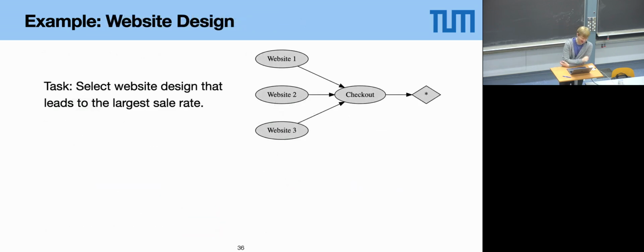So we're staying on that topic. This is another example of how temporal difference learning and Monte Carlo differ from each other. The task here is to select the website design that leads to the largest sale rate. And we have 3 different web pages. What a customer can do when he's on one of these web pages is either proceed to the checkout site or leave. And on the checkout site again, he can either proceed or decide not to buy the product.